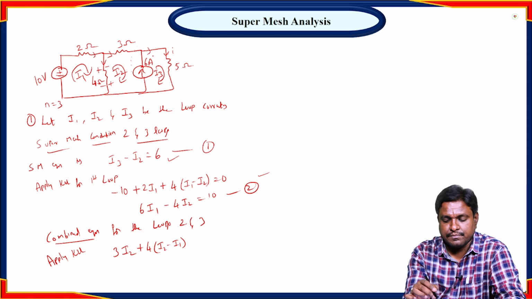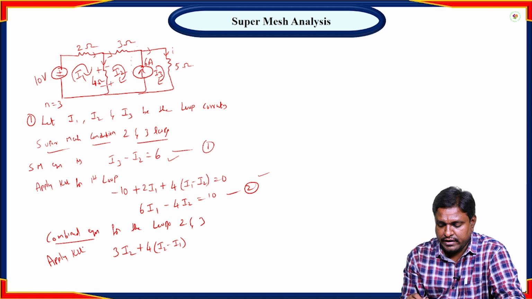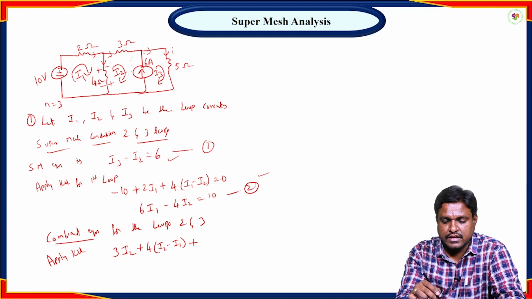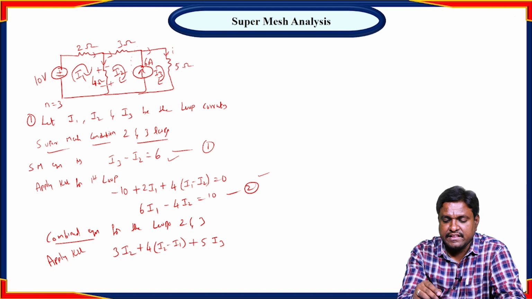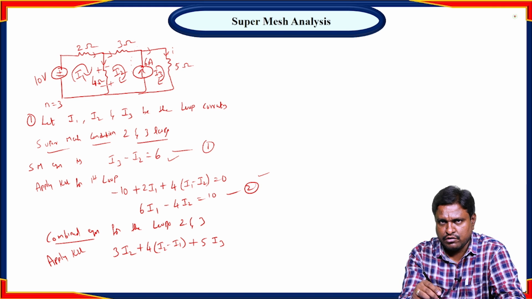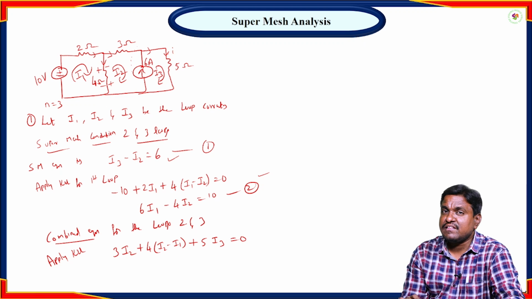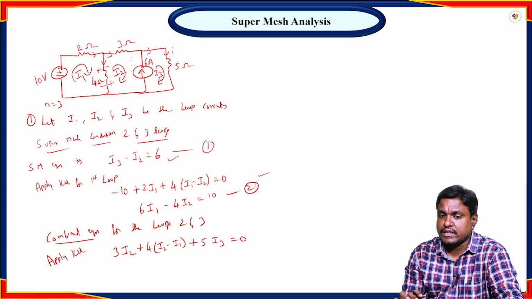Now coming to the third loop. We have to add to the combined equation, so we are going to combine this equation. In the third loop, we have only one branch, which is 5 ohms. So plus 5 into I3. Next, again this source should be excluded as we discussed, which is equal to 0. So totally we have 3 elements in the combined equation of loops 2 and 3.